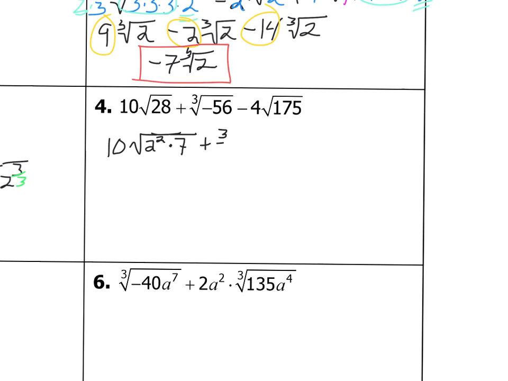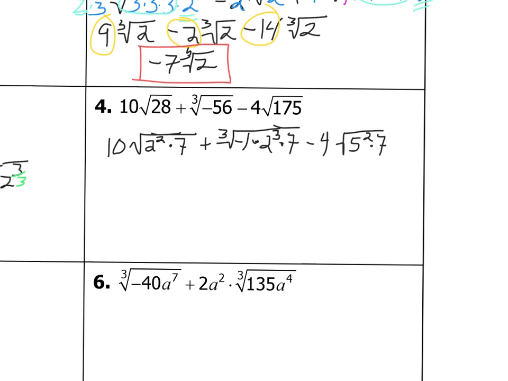the cube root of, I'm going to take that negative 1 out of the 56. It'll become a negative in front of the radical in a minute. And then 56 is 7 times 8. So I've got 8 is 3 2's, so 2 to the 3rd. So 8 times 7, there's a 7. And then minus 4 square root of, and then 25 goes in here. 25 goes in there 4, 3, 7 times. So 25 times 7, so 25 is 5 squared. And then times 7.